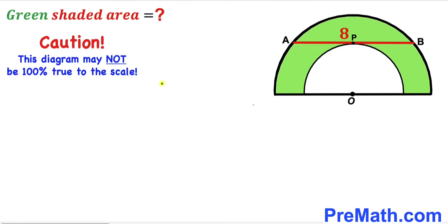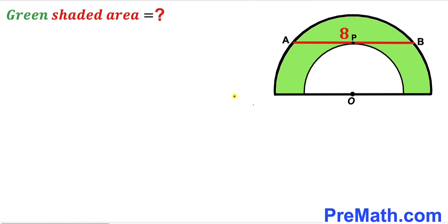Please keep in mind that this figure may not be 100% true to scale. Let's go ahead and get started. Here's our very first step. Let's focus on this larger semicircle. I'm going to label its radius as uppercase R, and the radius of this smaller semicircle I'm going to label as lowercase r.